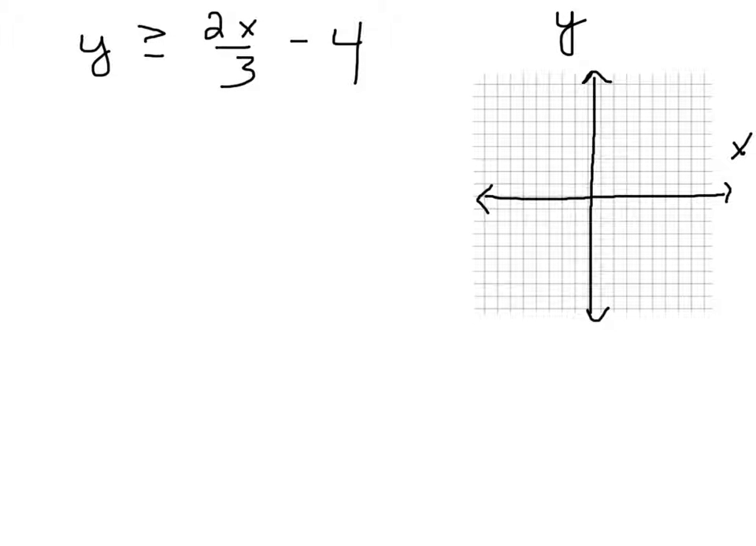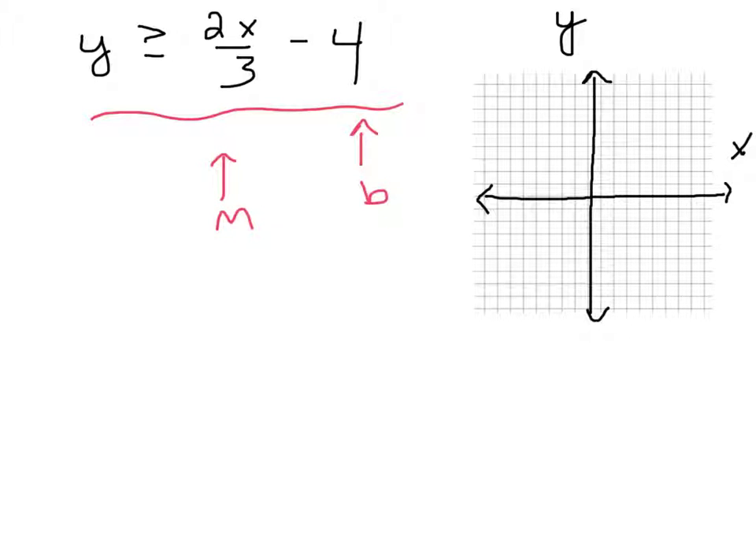In this video, we're going to take a look at solving and graphing a linear inequality. So I have the linear inequality, y is greater than or equal to 2/3 x minus 4. We're going to graph this just like we normally would a line. -4 is my y-intercept, and the 2/3 is my slope.